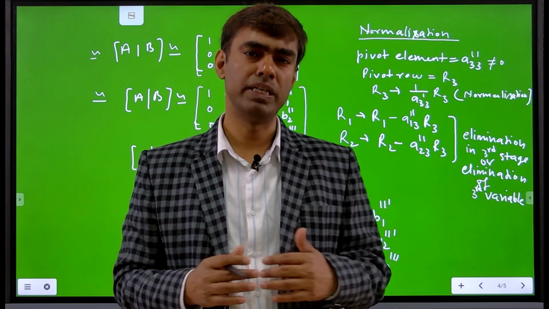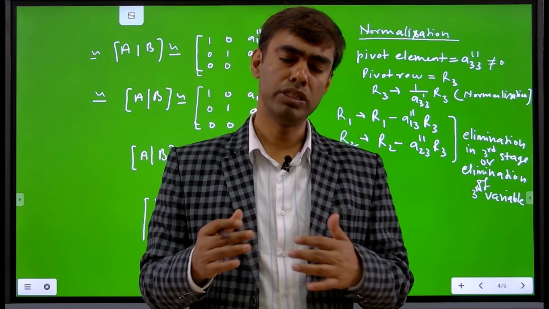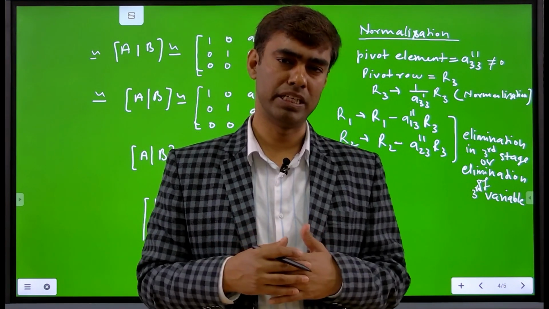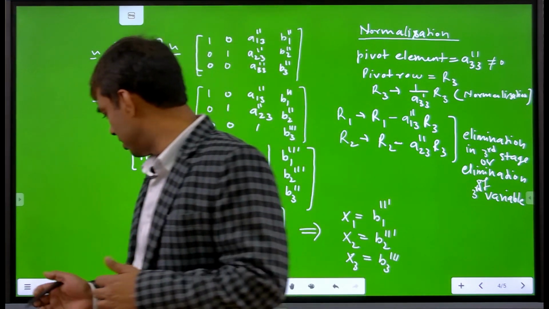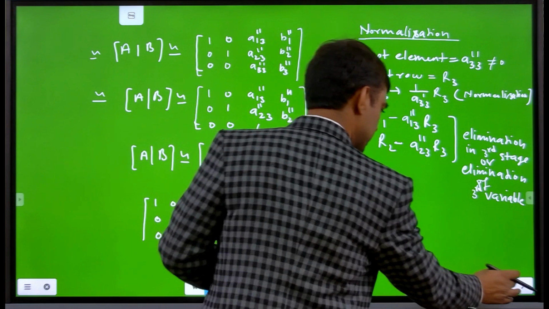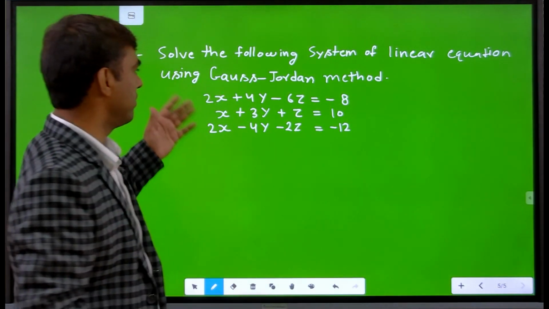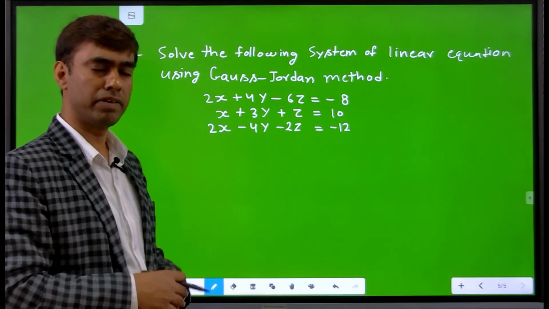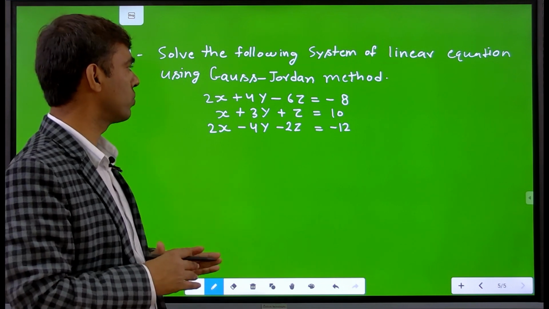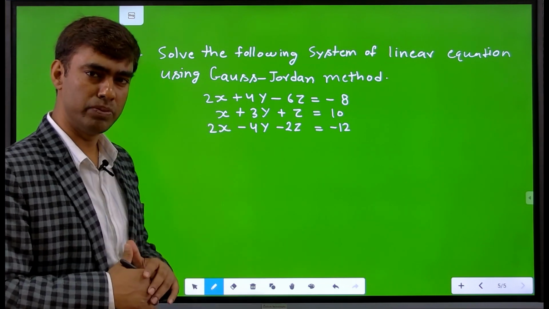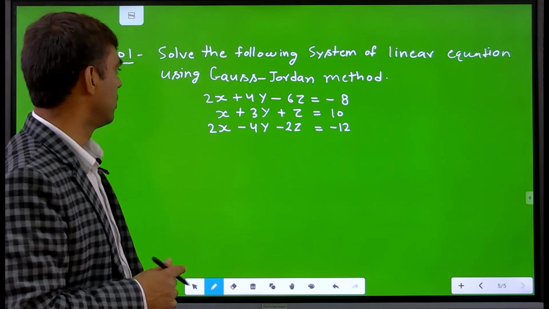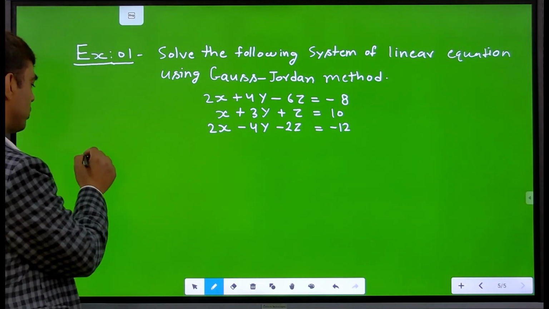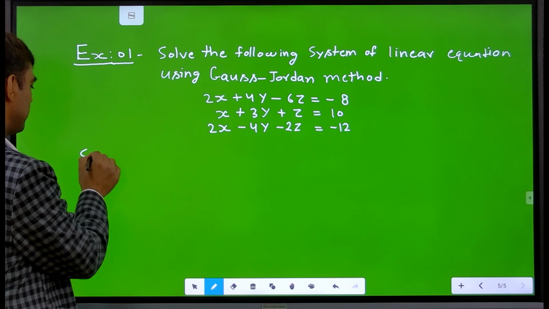Let's try to solve one numerical example using the Gauss-Jordan elimination method. In order to save time, we have already written the system of linear equations. Now we try to solve this system of linear equations by the Gauss-Jordan elimination method. So, how do we find the solution of this system?